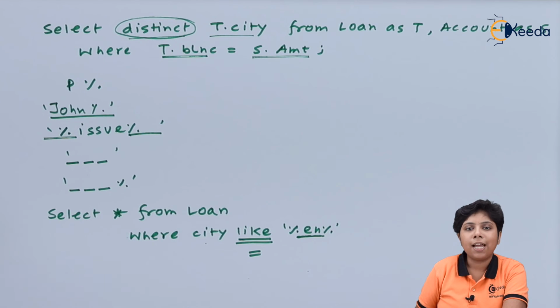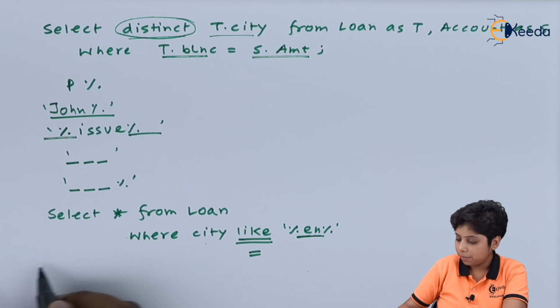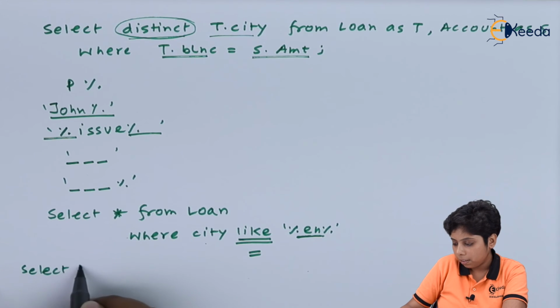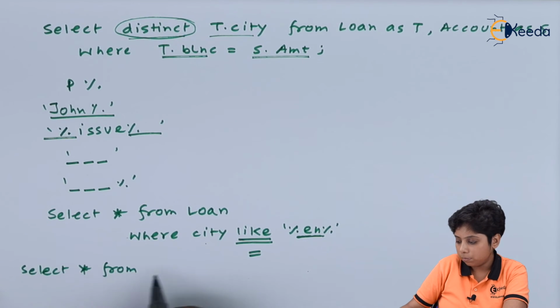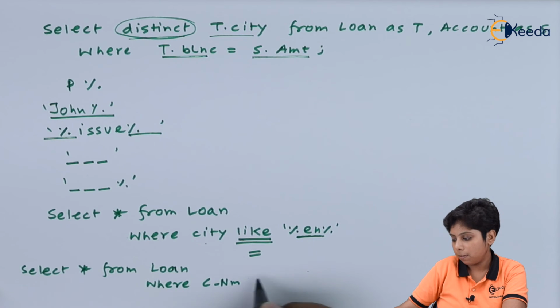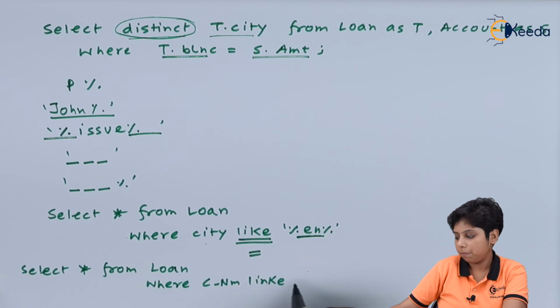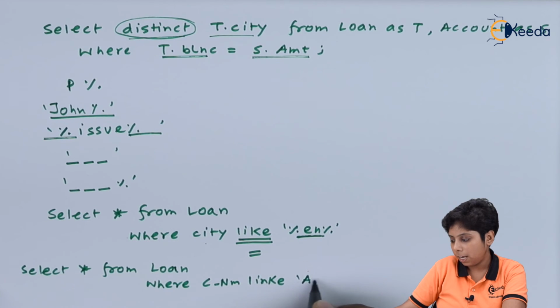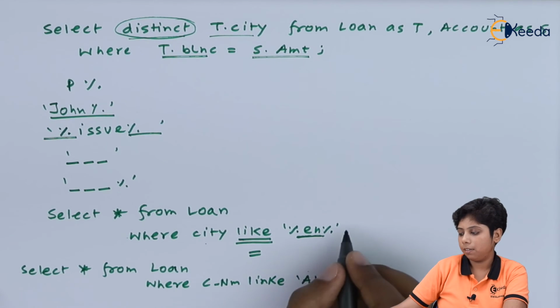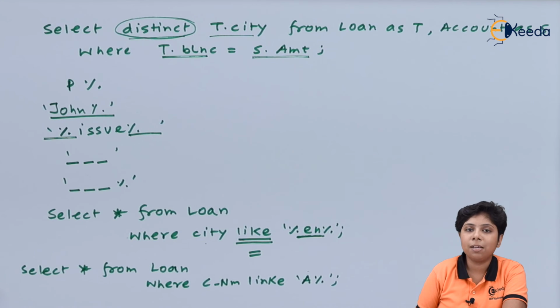We can also use it for a name starting with A. So for the employee name starting with A, fetching all the details, we can write it like select star from loan where CNAME like A percent, so that all the names that start with A will give us the information about the customer.